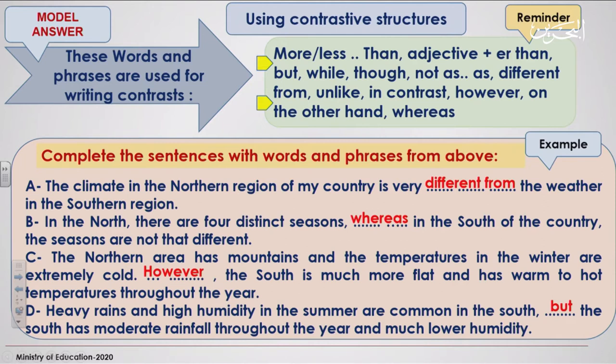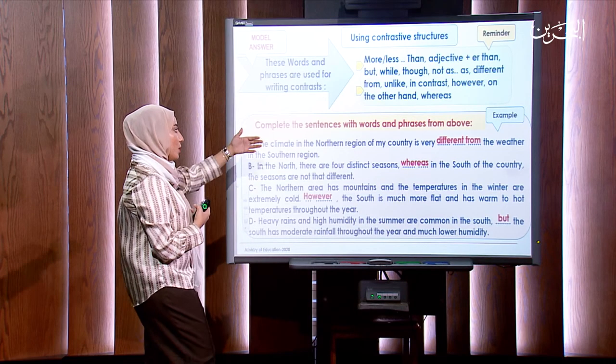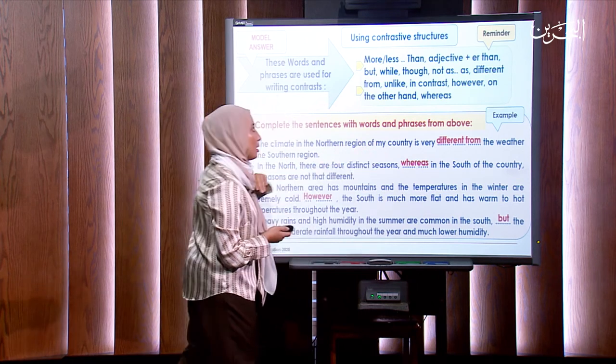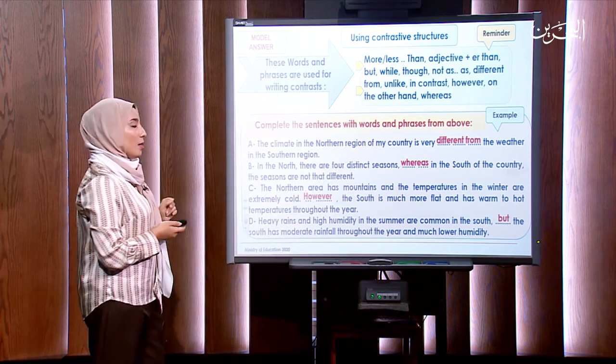Heavy rains and high humidity in the summer are common in the north, but the south has moderate rainfall throughout the year and much lower humidity. So here, the differences. We were mentioning something and then the other is the opposite. So we used the above phrases.